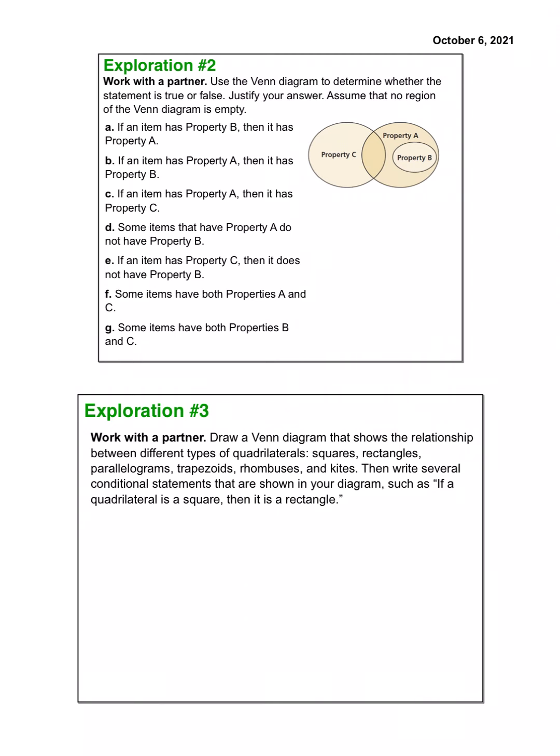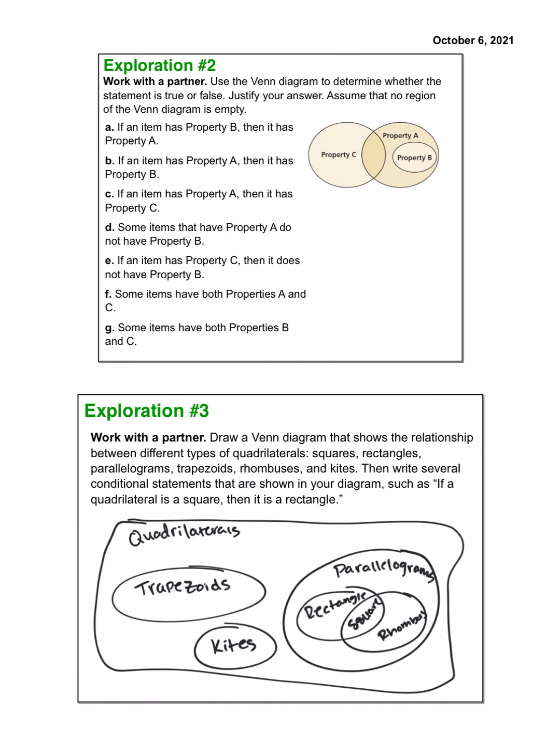Okay, we also did exploration number 2 and looking at Venn diagrams and how to read them, talking about if things were true or false based on those properties in that Venn diagram. And then exploration number 3 we skipped. If you would like to do exploration number 3, you can pause the video and then I will have the answer up there for you. So here is your Venn diagram for the relationship between the different types of quadrilaterals, squares, rectangles, parallelograms, trapezoids, rhombuses, and kites.